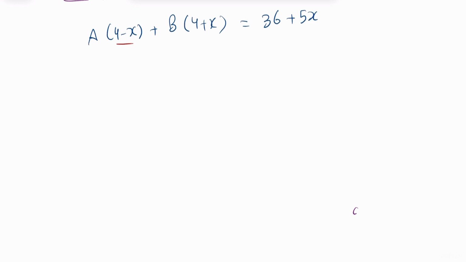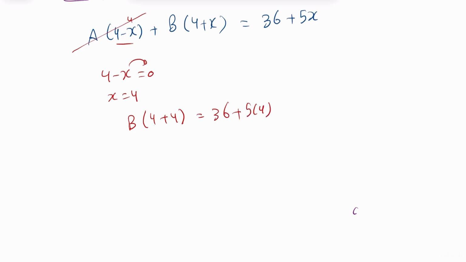If you take the first bracket as 4 minus x equal to 0 and shift x to the other side, we come up with x equal 4. Which means if you substitute with 4 here, the first term is going to be 0, and here we come up with the value of b: b times (4 plus 4) equals 36 plus 5 multiplied by 4. Here 8b equals 56... after you simplify this equation, the value of b equals 7.